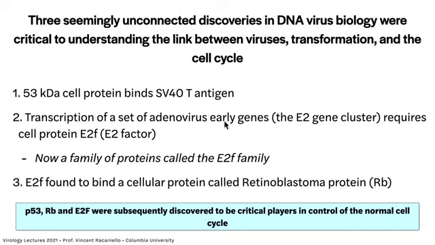Second, transcription of the adeno early genes, the E2 genes, requires E2F. We've already talked about this. The cell transcription factor E2F is needed for the transcription of adenovirus early genes. And finally, E2F binds a cell protein called RB. These were 3 independent discoveries which all came together to make what's going on here clear. And all these proteins, P53, RB, E2F, turn out to be critical regulators of the cell cycle.